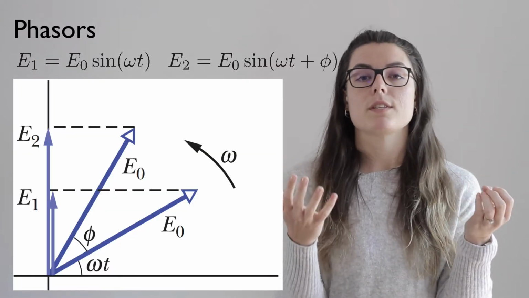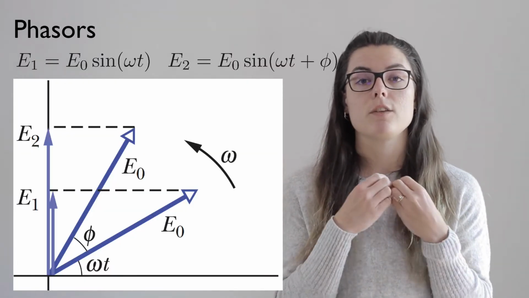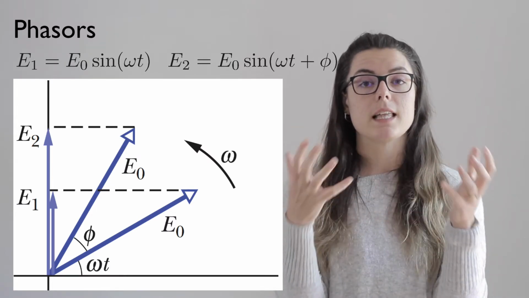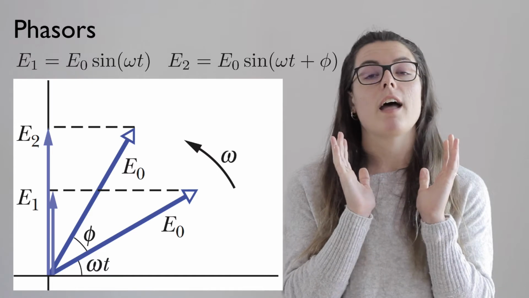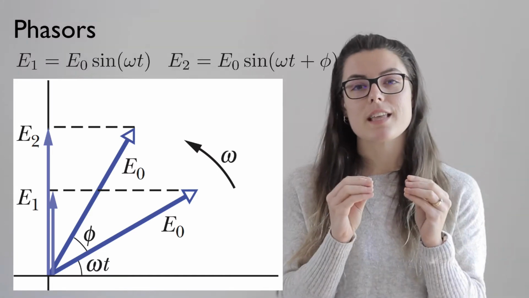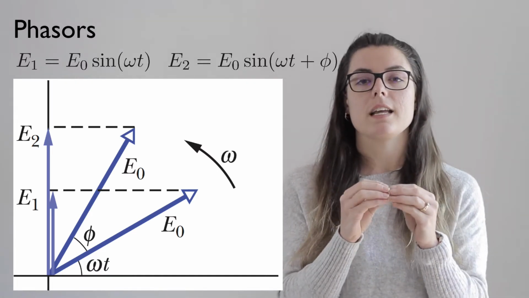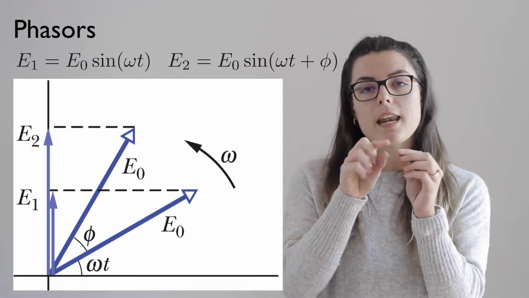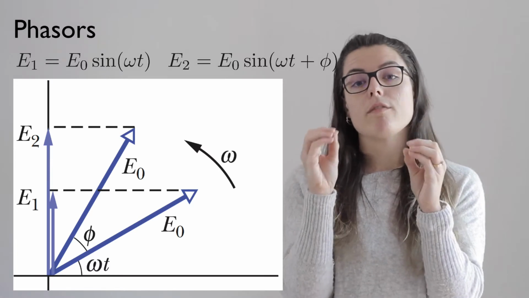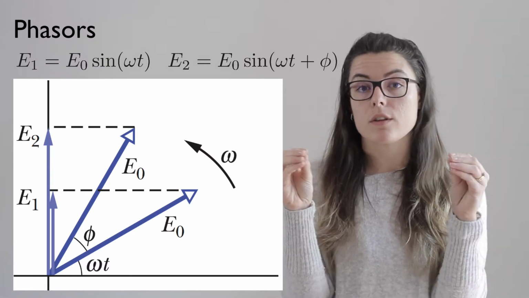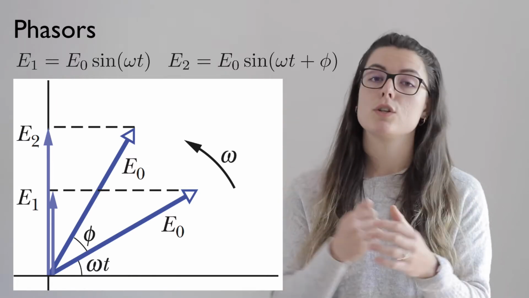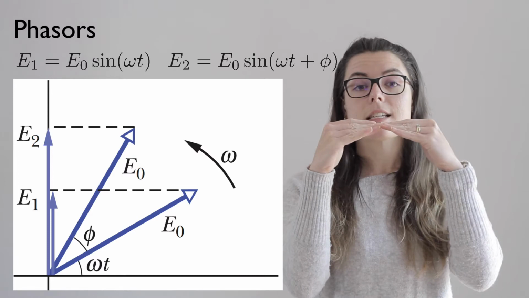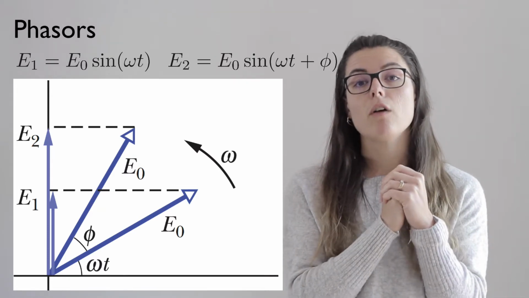So the way that we can represent these waves graphically is by drawing them using vectors. So phasors is basically a method of adding waves via vector addition. So we'll draw, for example, the vector representing the sine wave for E1. And we would draw that as a vector that makes an angle of omega t with the horizontal axis, and it has a magnitude of E naught. So its projection onto the vertical axis is going to have a magnitude of E1.